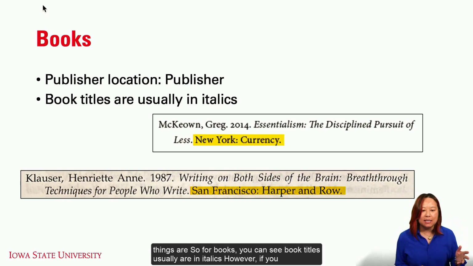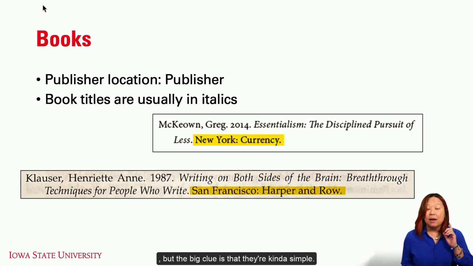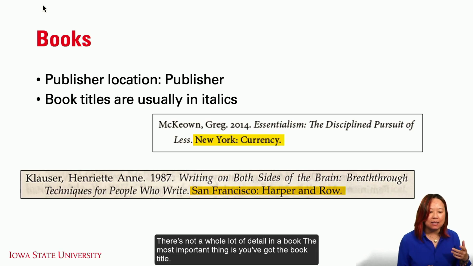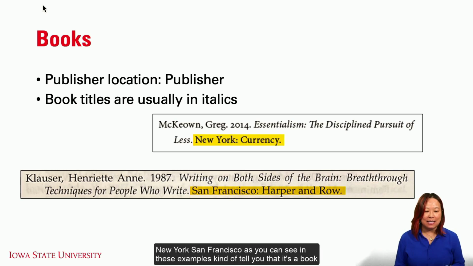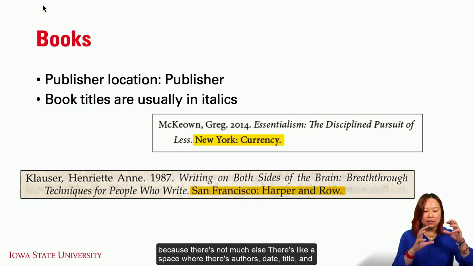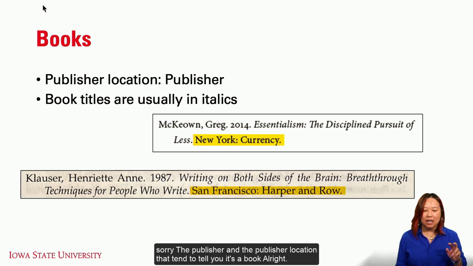So for books, you can see book titles usually are in italics. However, if you go electronically to search, they may or may not be in italics. But the big clue is that they're kind of simple. There's not a whole lot of detail in a book. The most important thing is you've got the book title, you've got the publisher, and the publication place. New York, San Francisco, as you can see in these examples, kind of tell you that it's a book because there's not much else. There's like a space where there's authors, date, title, and then the publisher. But it's the publisher and the publisher location that tend to tell you it's a book.